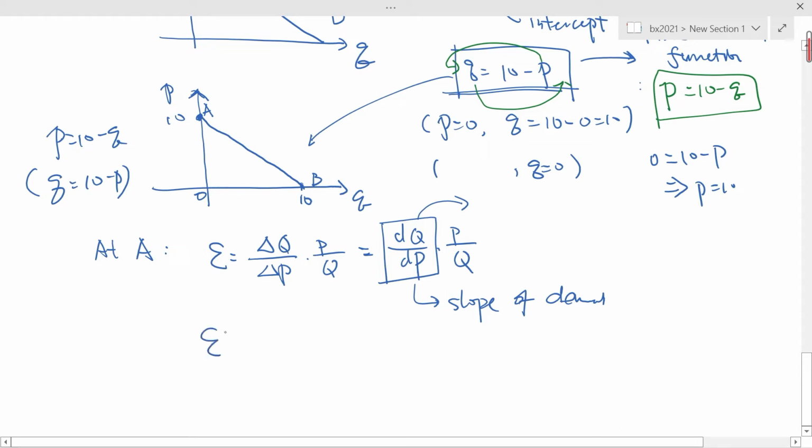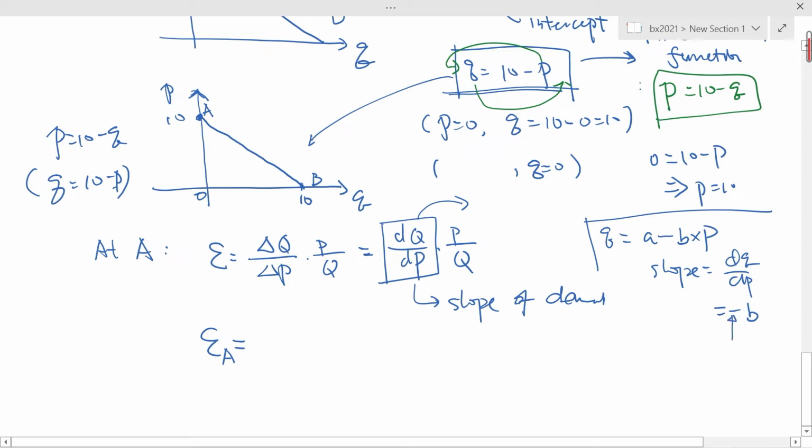So at point A, the price elasticity of demand is called epsilon A. So dq over dp, the slope here, is -1. For a linear function, q is A minus b times p, then the slope dq over dp is equal to -b. It's negative because it's downward sloping, and we can frequently ignore these negative signs, which is fine. So it's -1 in our case here, times p. At point A, p is equal to 10.